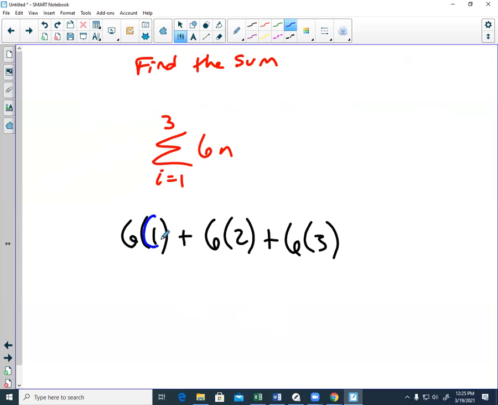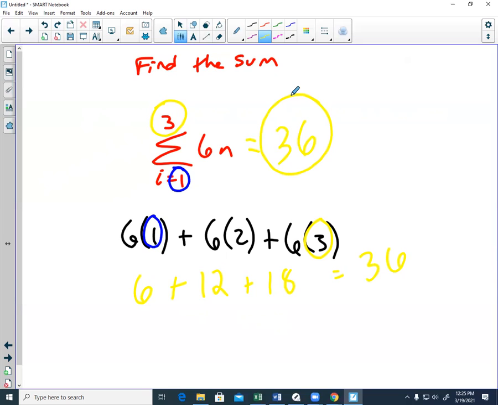This number is this number, and this number is this number. So it gives you your starting number and your ending number. So the summation of this would be 6 times 1 is 6, plus 12, plus 18. So 6 plus 12 plus 18 is 36. So the summation of this is equal to 36. Questions on that?